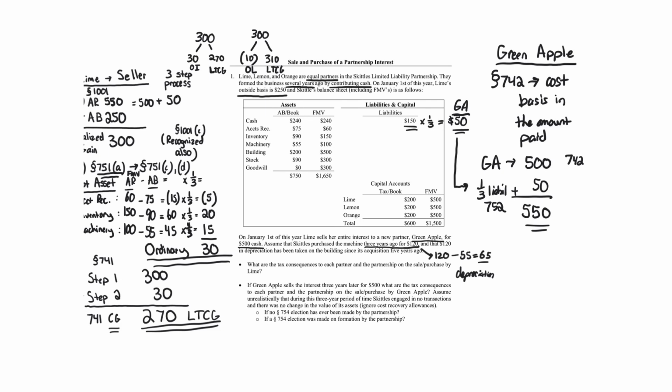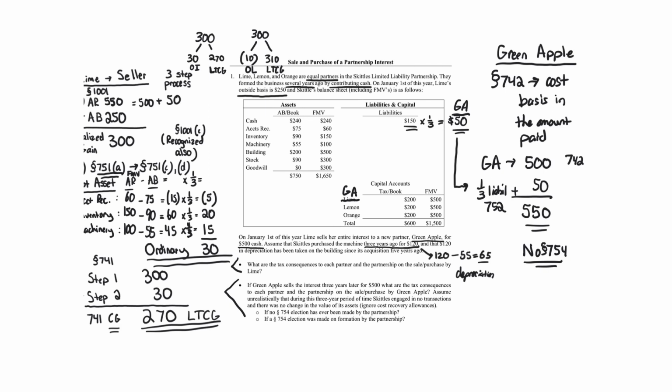That's 50 right there. If there's no Section 754 election in place, which we're not told so far in the problem, right? Because these two are independent situations. So nothing tells us 754 in the original fact pattern. Green Apple, yes, takes an outside basis of 550. But for purposes of inside basis and capital accounts and all this stuff, all we do, we take Lime and we replace Lime with Green Apple. Everything else stays the same.